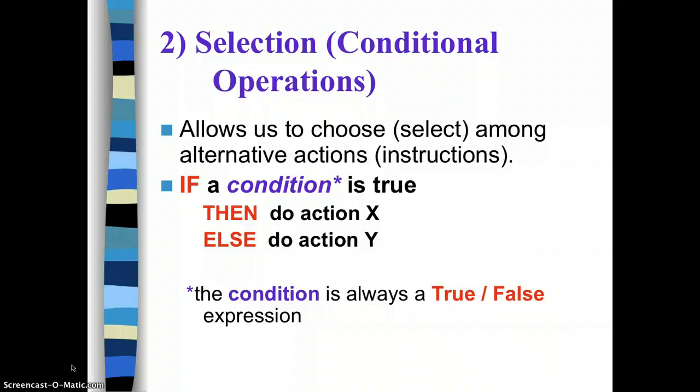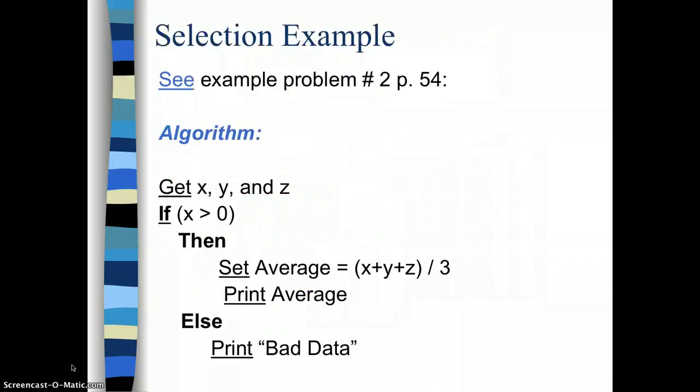The selection conditional operations allow you to choose between different actions. So the example here says if a condition is true, then do action X, otherwise do action Y. And the condition is always going to be a true or false expression. That true or false expression helps the algorithm or program understand which action it needs to perform.